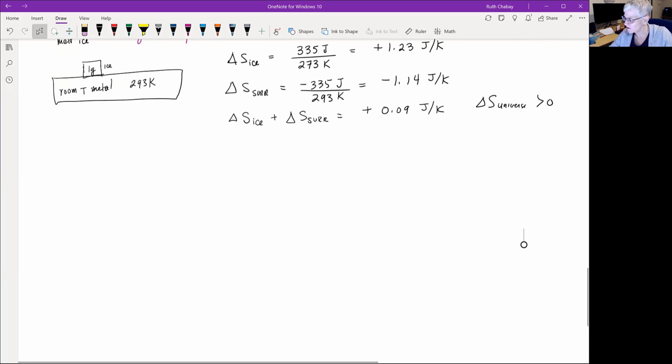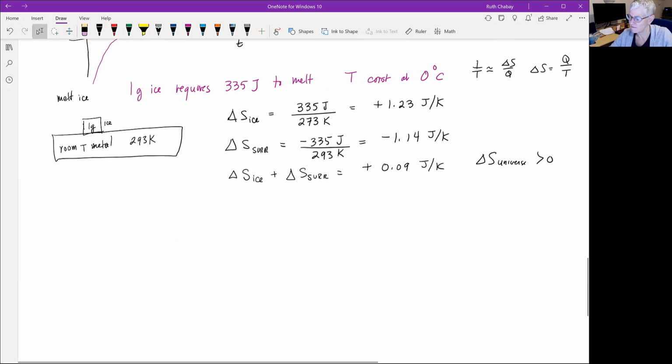Okay, so when we melted ice, the entropy of the surroundings actually decreased. The entropy of the ice increased, and it increased more than the entropy of the surroundings decreased, so the total change in the entropy of system plus surroundings was a positive number. So the entropy of the universe increased. Okay, well, let's see what happens when we go the other direction.